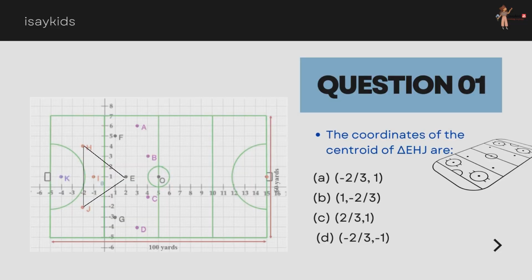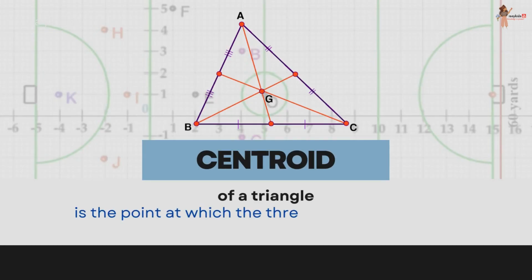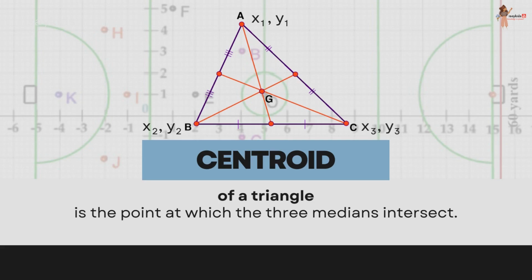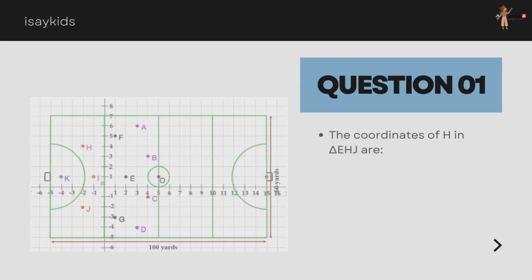The coordinates of the centroid of triangle EHJ are, well, as we know, the centroid of a triangle is the point at which three medians intersect. If x1 y1, x2 y2, and x3 y3 are the coordinates of the 3 points of the triangle, the coordinates of the centroid are given by the sum of these three divided by 3. That is x1 plus x2 plus x3 by 3 and y1 plus y2 plus y3 by 3. Let's establish the coordinates of the vertices of the triangle in question here.